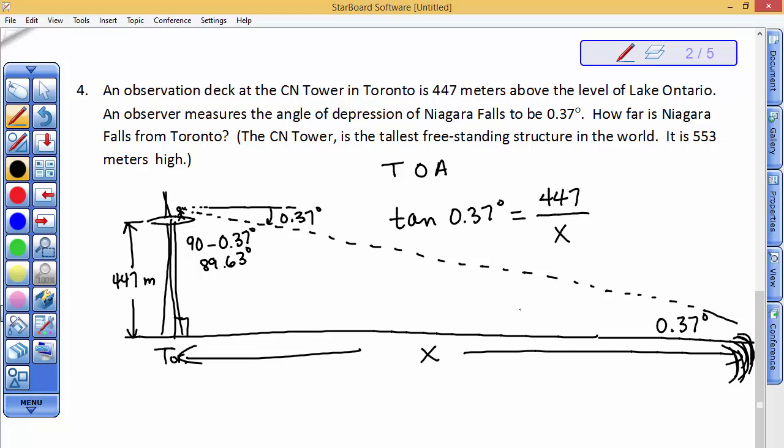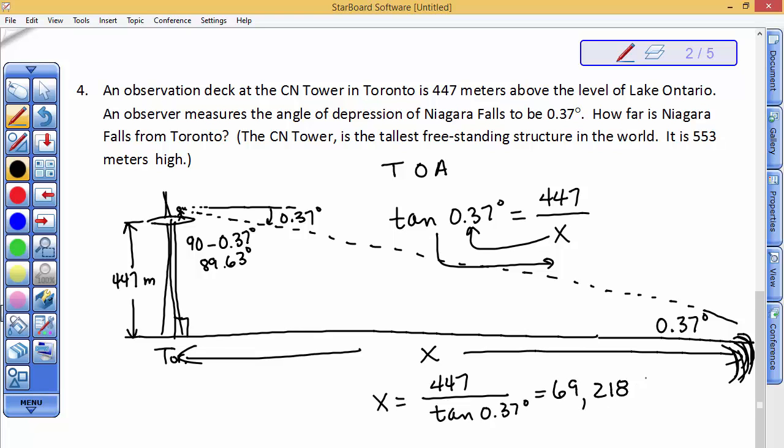When that unknown is downstairs, be careful, move algebraically, move x over here, move that down here. So to solve for x, you're going to take 447 and divide it by the tangent of 0.37 degrees. And when you do that, you're going to find that the distance is 69,219 meters or so, which is 69.2 kilometers, about 43 miles. You can drive from Toronto to Niagara Falls pretty easily in under an hour or so. Okay, so it makes sense. All right, let's look at the next one.